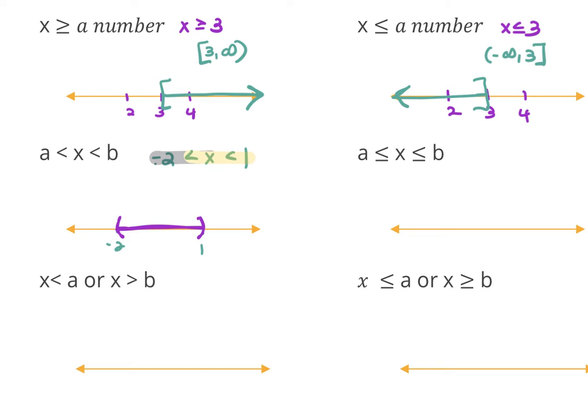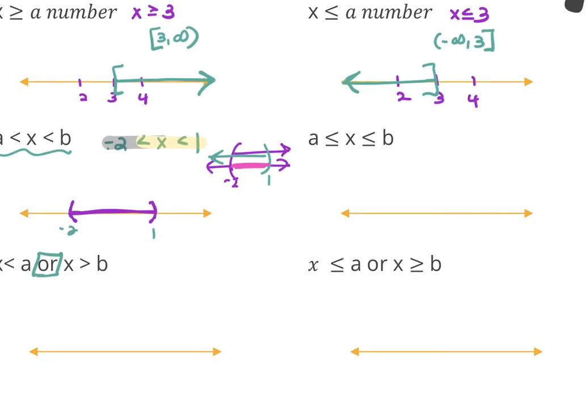If I had plotted that individually, the negative 2 being greater than would have pointed all the way to the right, and the positive 1 being less than would have pointed to the left. And this is an and statement when it's built into one thing. Ors will have the word or in it, okay? The and statement is only true where it overlaps, which is why it's only shaded in between those. The arrows on the outside wouldn't work because it's not true for both.